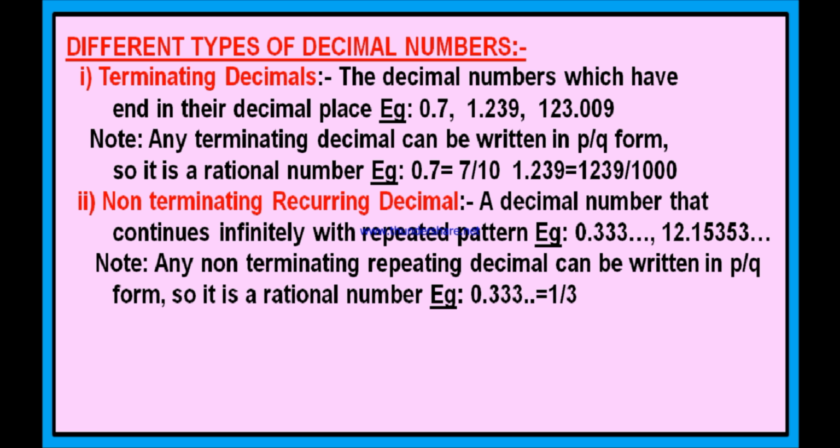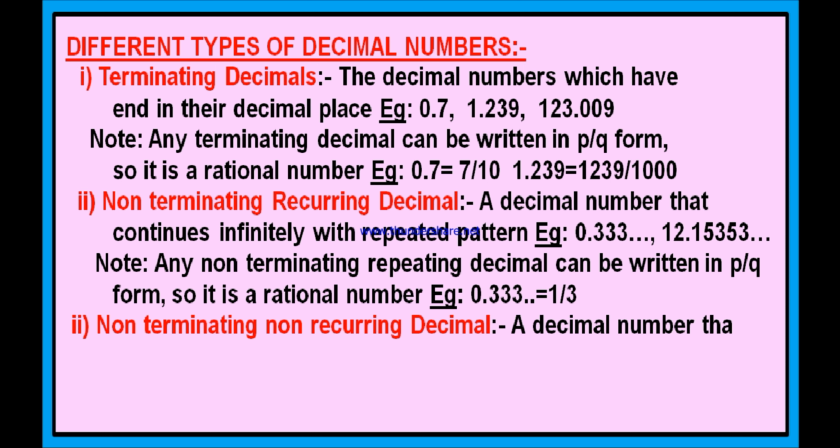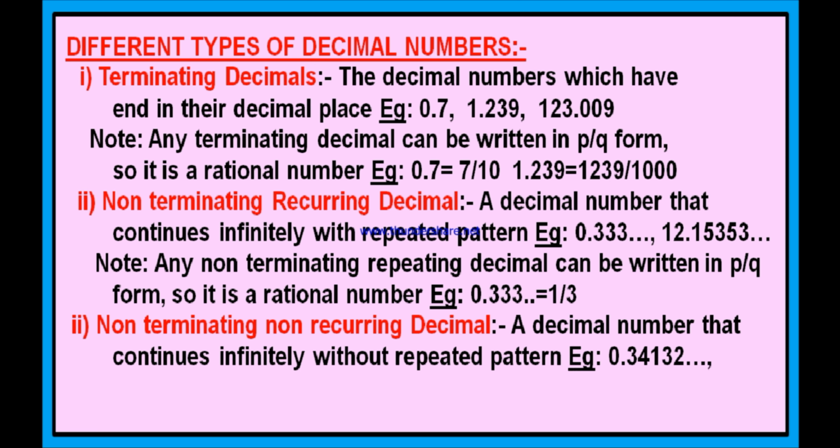Now, the third type of decimal numbers are non-terminating and non-recurring decimals. A decimal number that continues infinitely without a repeated pattern is called a non-terminating and non-recurring decimal. For example, 0.34132 and so on. Here no part of this decimal part is repeating, therefore it is a non-recurring decimal, and at the same time there is no end to this decimal part, therefore it is a non-terminating non-recurring decimal.